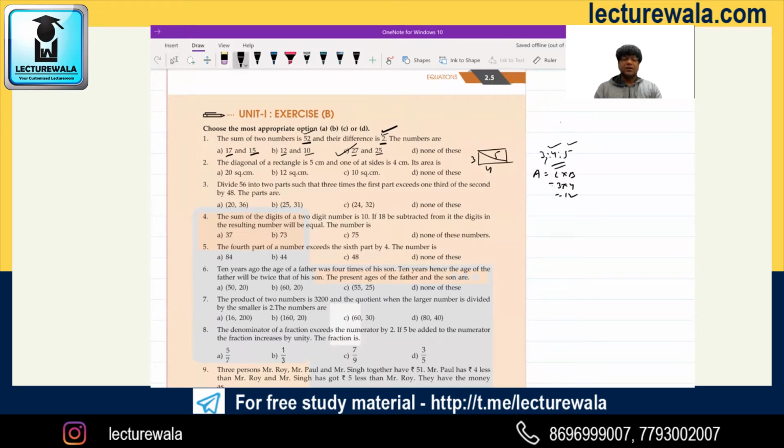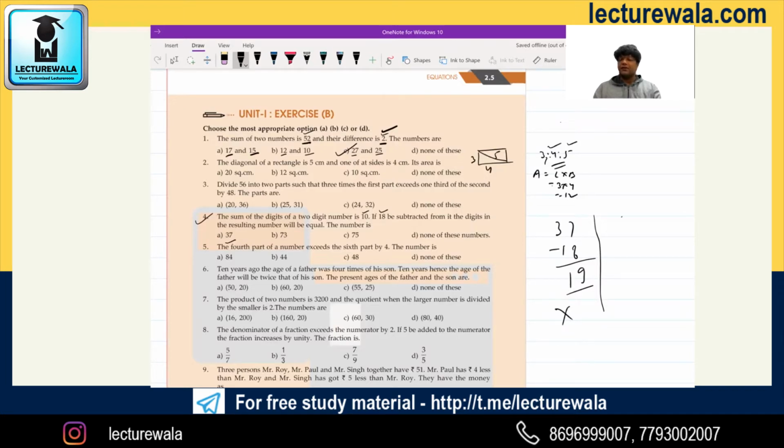See, the fourth number. The sum of the digits of a 2-digit number is 10. That is the first condition. Second condition, if 18 is subtracted from it, the digits in the resulting number will be equal. The digits will be equal, like 2, 2, like 3, 3. The number is 37. 3 plus 7 is 10. Yes, the first condition is satisfied. But from 37, if I subtract 18, will the 2 digits be equal? 17 minus 8 is 9. No, guys, 1 and 9 are not equal. So this is not the answer.